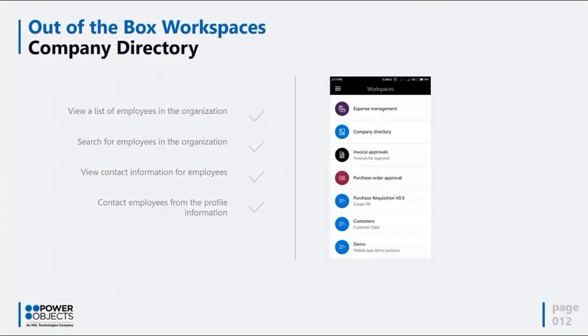So out of the box, there's, I don't know, 10, 15 mobile workspaces that are sitting there for you to publish and use. I'll touch briefly on each one of those and what they can do. One is company directory. You can see a list of all your employees in an organization. You can search for employees, get the contact info, and then actually reach out and contact them from the profile information.